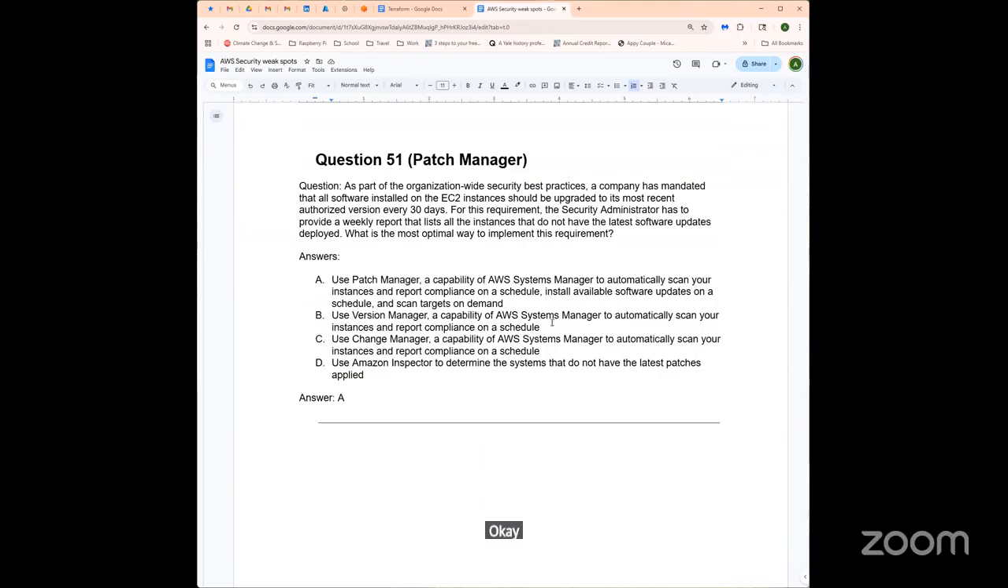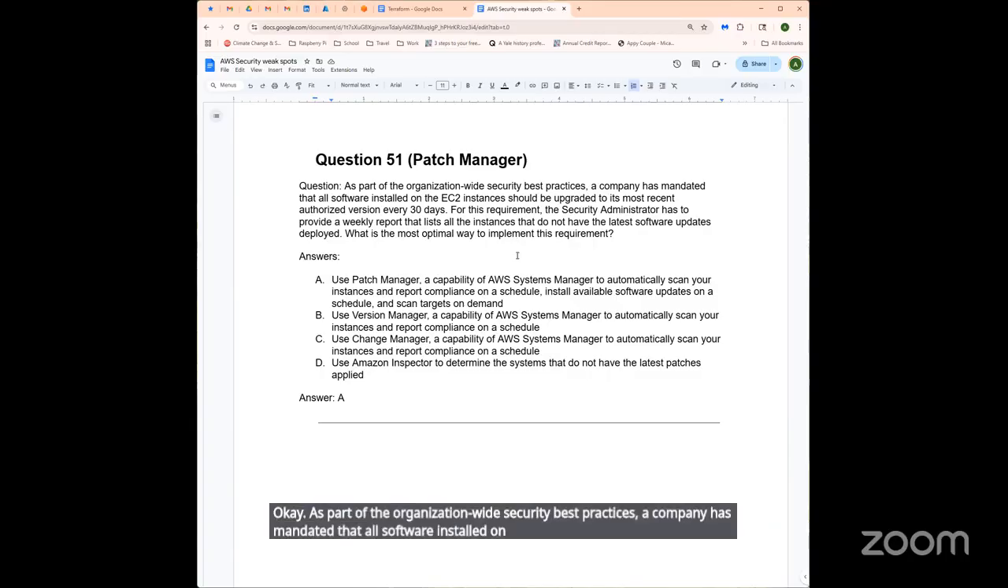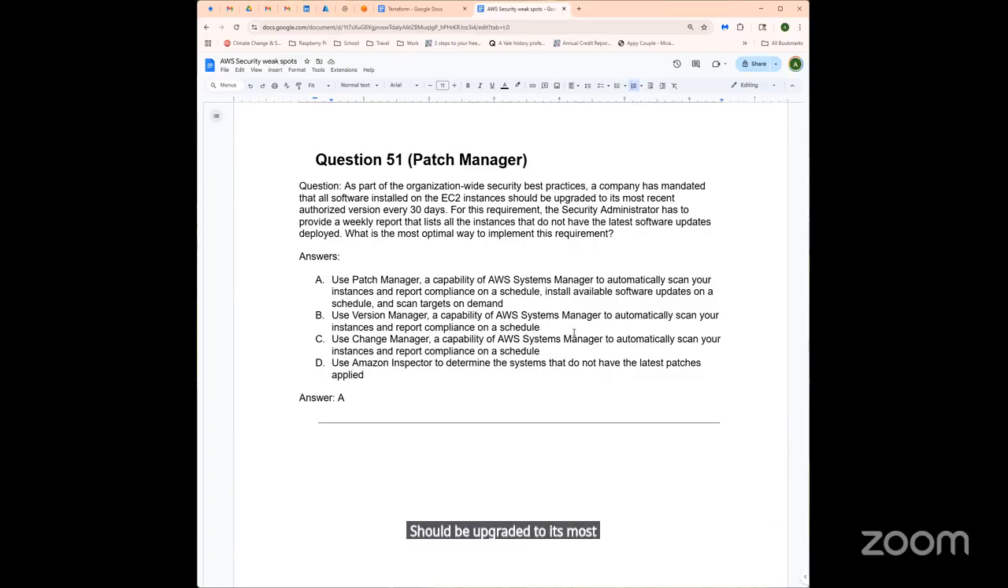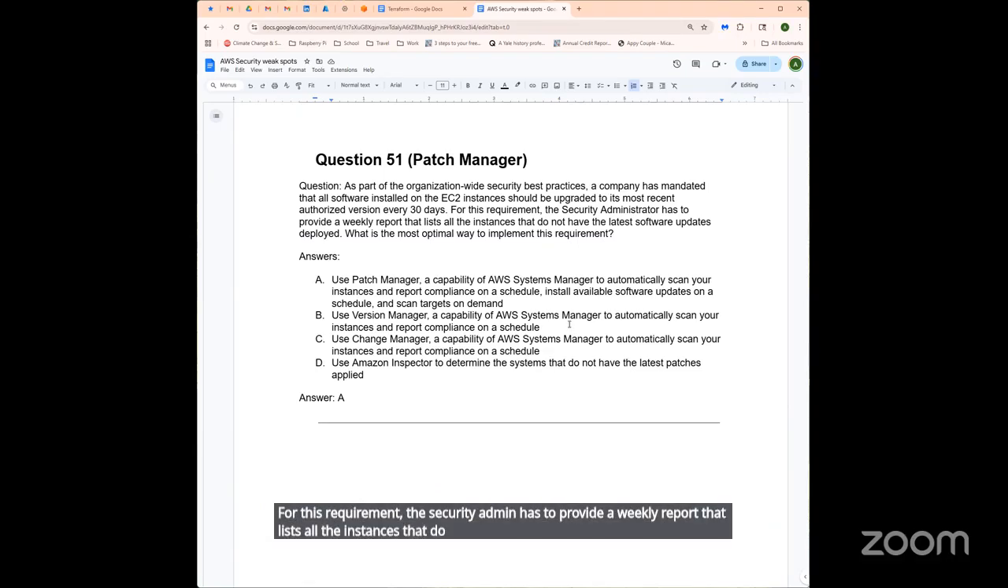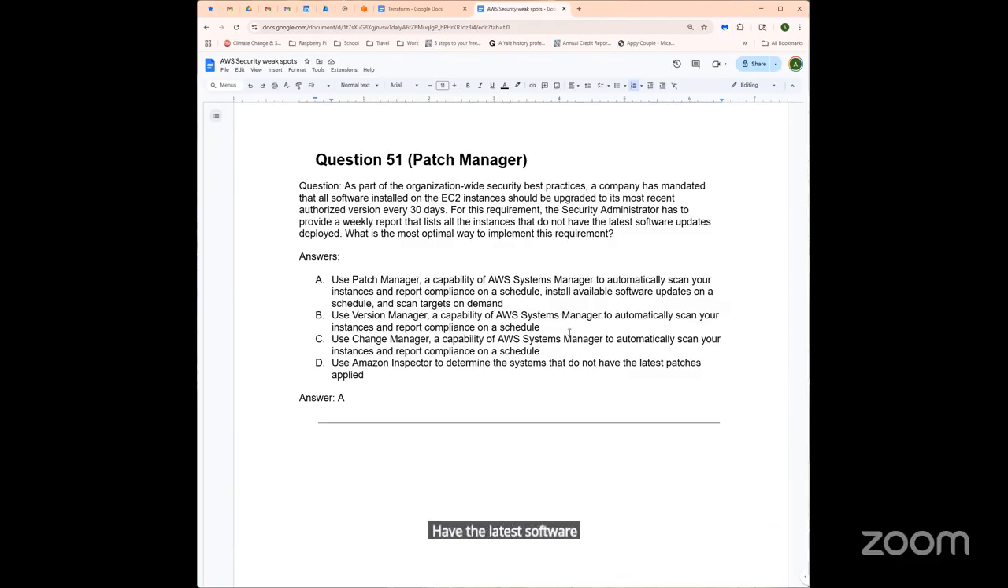As part of the organization-wide security best practices, the company has mandated that all software installed on the EC2s should be upgraded to its most recent authorized version every 30 days. For this requirement, the security admin has to provide a weekly report that lists all the instances that do not have the latest software updates deployed. What is the most optimal way to implement this requirement?